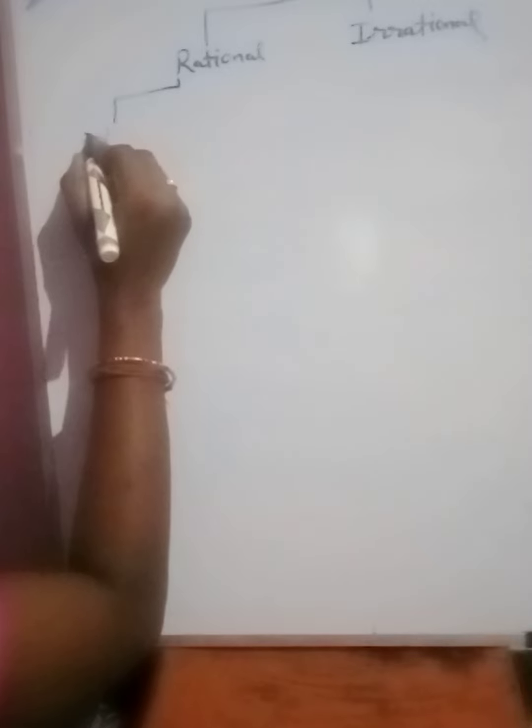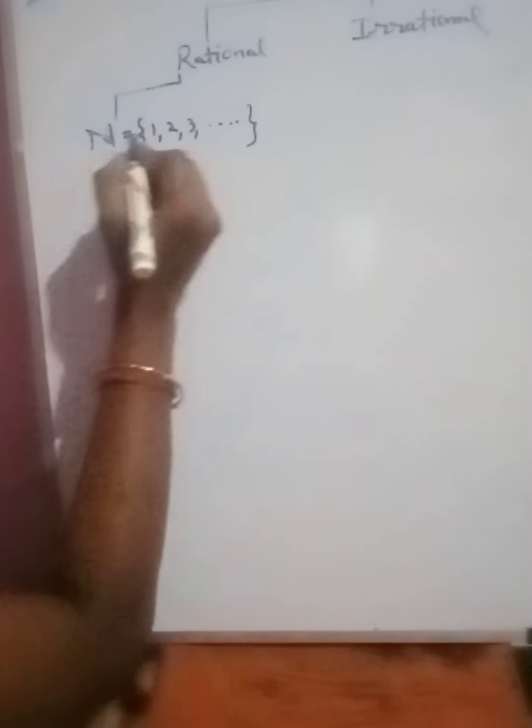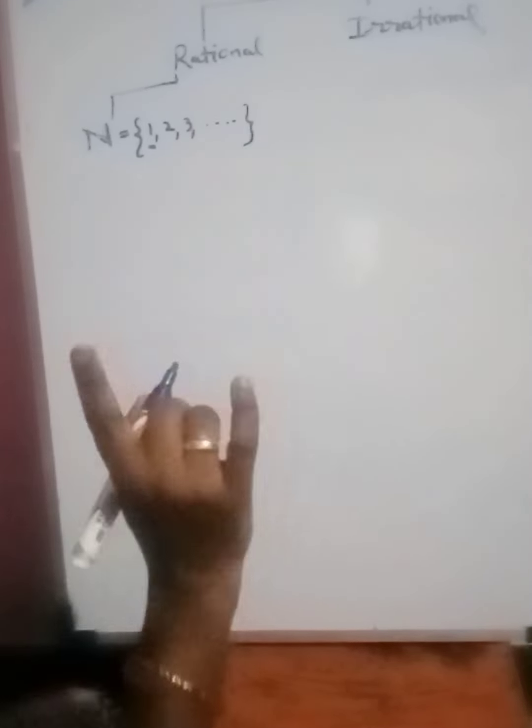Real numbers can be divided into two: one is rational numbers and the other is irrational numbers. Now, rational numbers consist of natural numbers. Natural numbers are represented by the letter N. Natural numbers start from 1, 2, 3, etc. It goes up to 10, 100,000, million, crore, etc. Important point to notice: natural numbers start from 1.